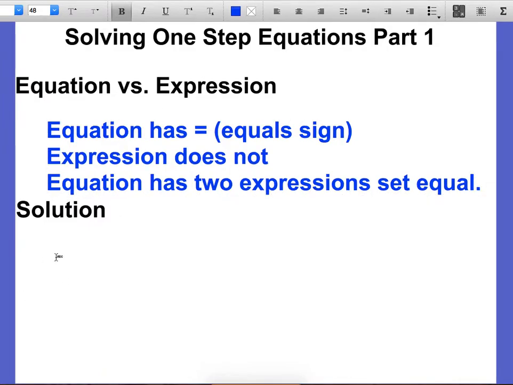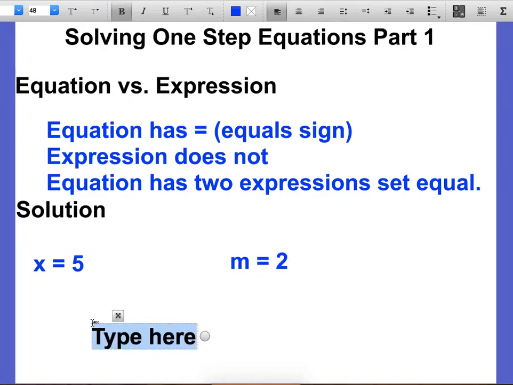What we're looking for also with solving one-step equations is a solution. So at the end, we might have something like x equals a number like 5. We might have a different variable like m equals 2. Left to right, it might even be reversed. It might even be 5 equals x. It could be any number equals a variable. We want that variable to be by itself.